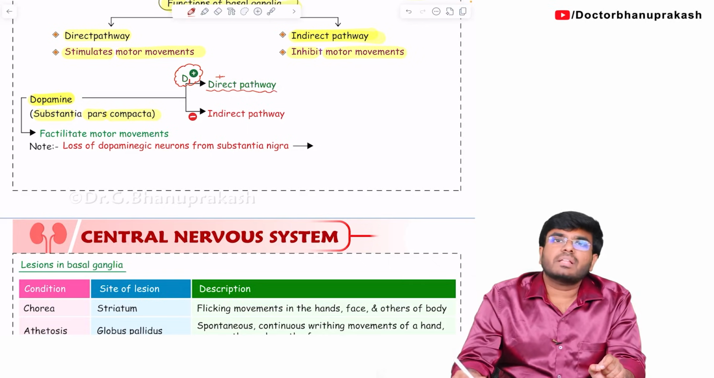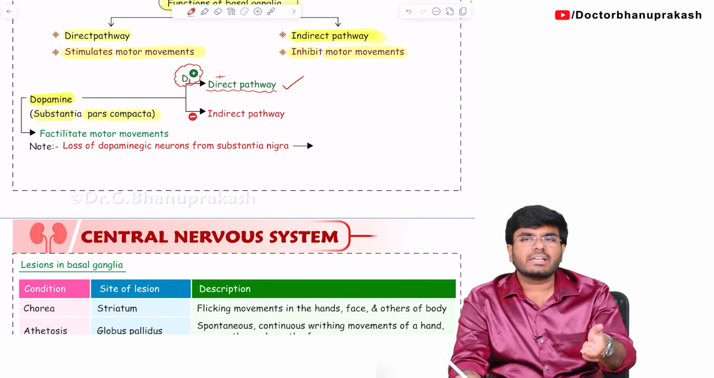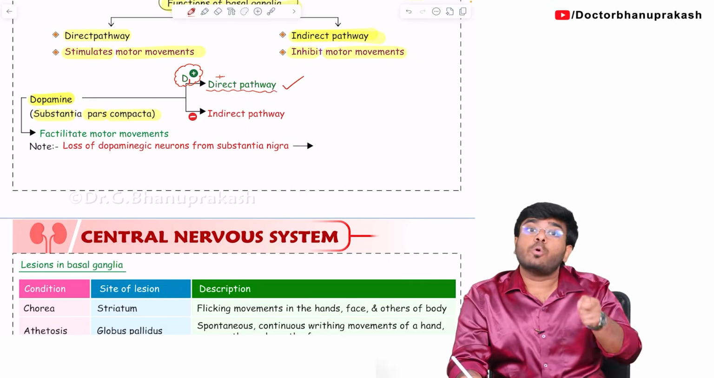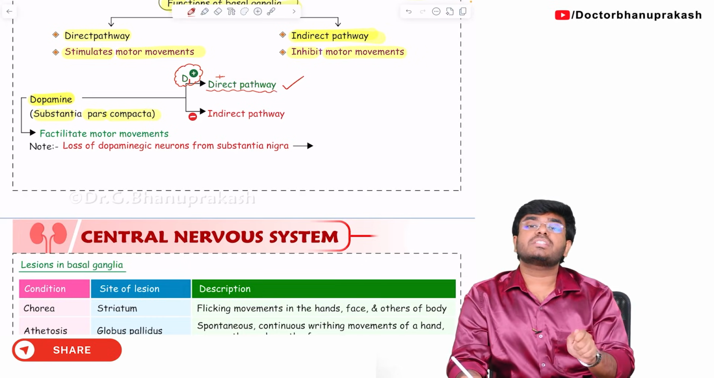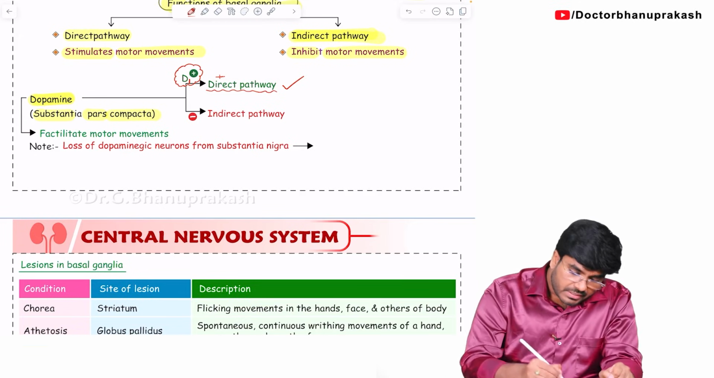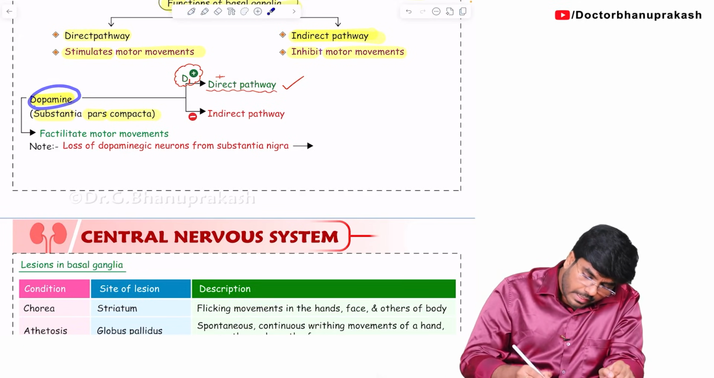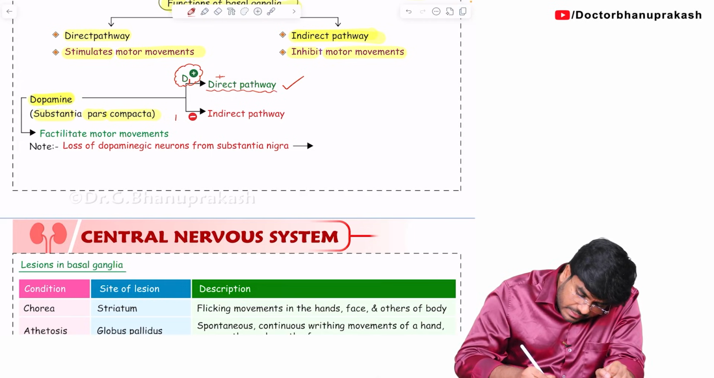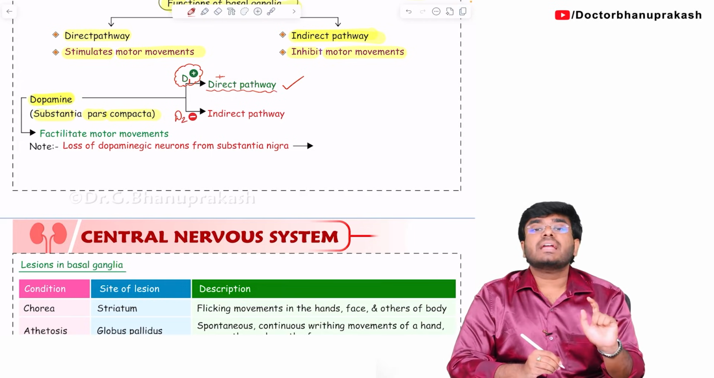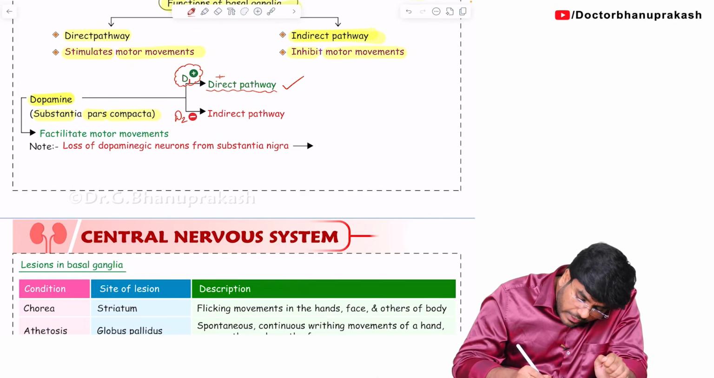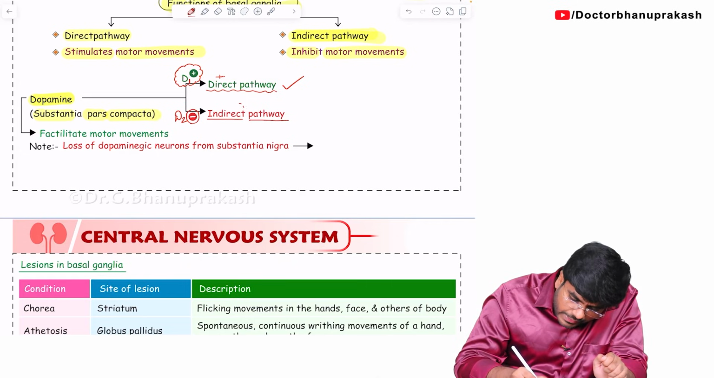And you tell me, when the direct pathway is activated, what will happen? When the direct pathway is activated, it facilitates the movement. Dopamine facilitates the movement. Dopamine activates the direct pathway with the help of which receptors? D1 receptors. But the same dopamine, by acting on D2 receptors in different places of the basal ganglia, is going to inhibit the indirect pathway. So the indirect pathway can be inhibited.